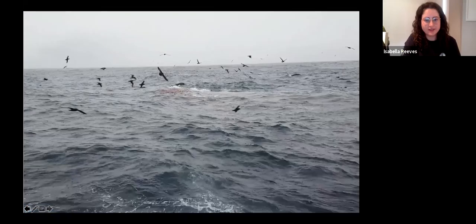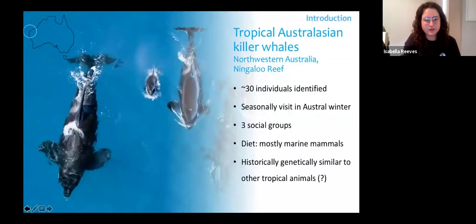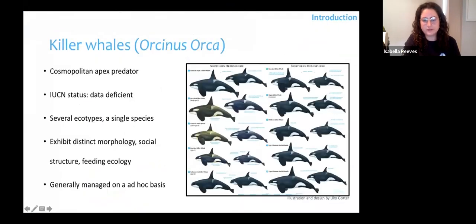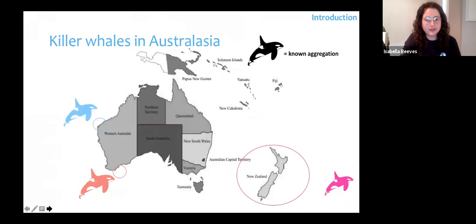Okay, I'll just go back to maybe this one. Okay, so we've got the northwestern Australian population, and they feed predominantly on marine mammals, so they're known for their humpback predation. Sometimes they've been seen taking smaller dolphins as well, and quite often they've been in the area because everything's disappeared. There's nothing, no turtles, no sharks, no dolphins, nothing.